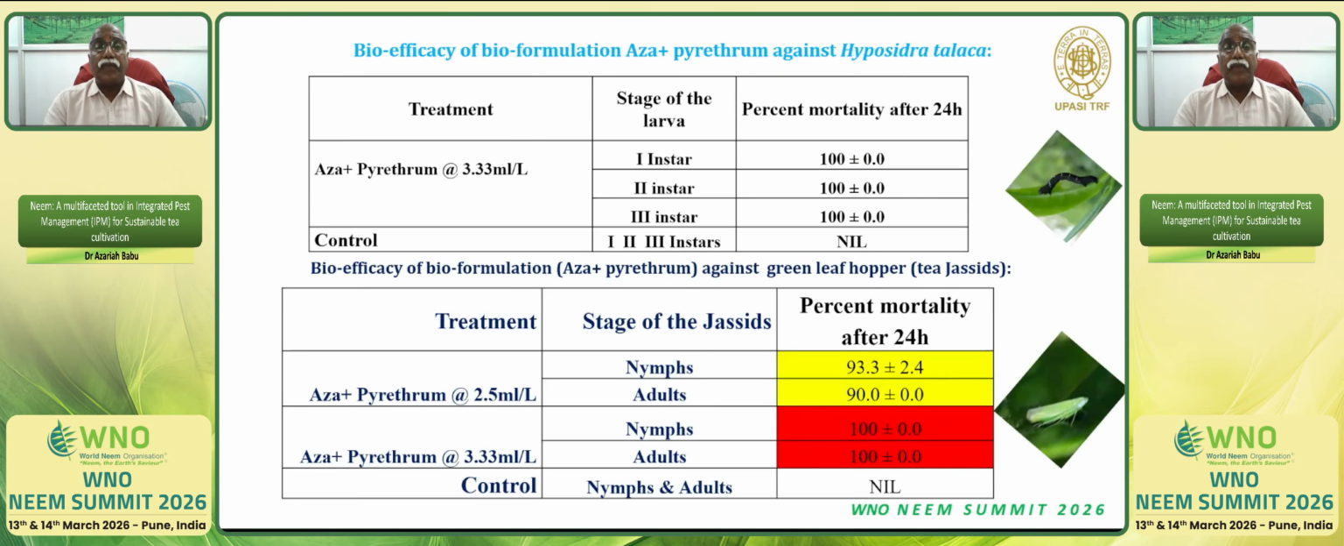Bioefficacy of the bioformulation azadirachtin along with the synergist pyrethrum against the Hypocitra: earlier I told you that the formulations were not giving good control, but when mixed with natural pyrethrum, we are getting 100% mortality within 24 hours. Similarly, the green hopper also, around 93% control is achieved.